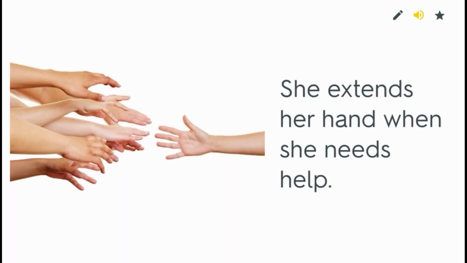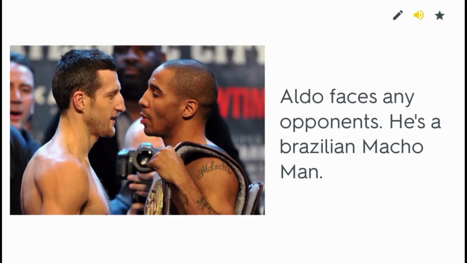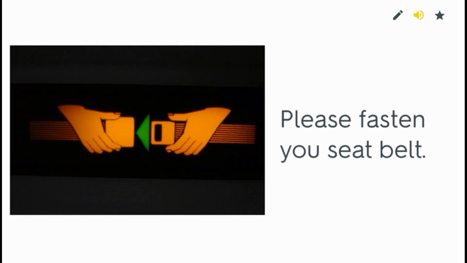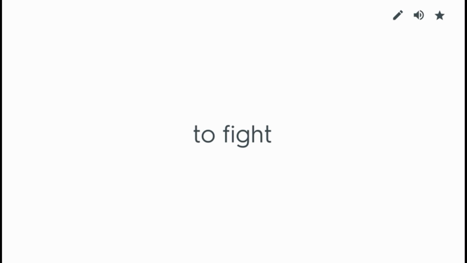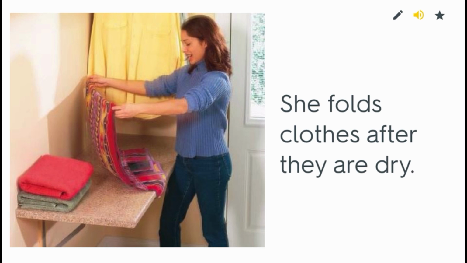To extend. She extends her hand when she needs help. To face. Aldo faces any opponents. He's a Brazilian macho man. To fasten. Please fasten your seatbelt. To fight. They are fighting in the library. To fold. She folds clothes after they're dry.